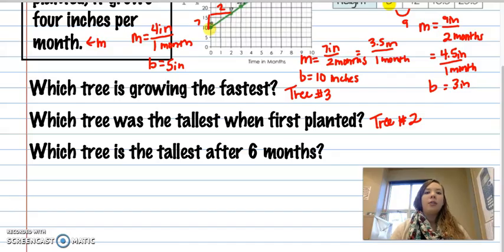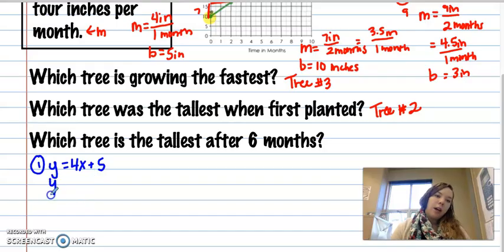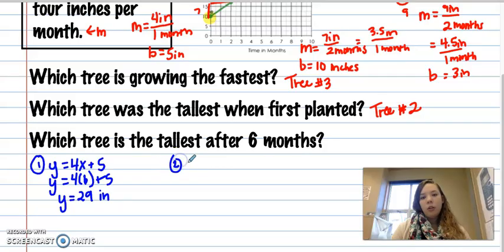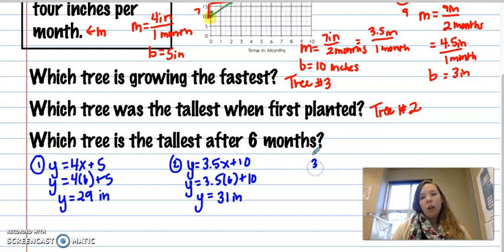And which tree is the tallest after 6 months? That means that we would have to take, so for tree 1, we have y equals 4x plus 5. So we have 4 times 6 plus 5 would give us 29 inches. For tree 2, we have 3.5 for our slope, and it started at 10 inches. So 3.5 times 6 plus 10. I believe this would give us 21 plus 10 is 31 inches. And for tree 3, we have y equals 4.5x plus 3.